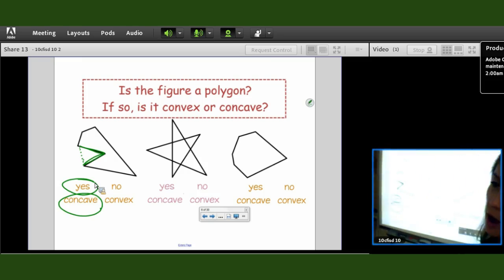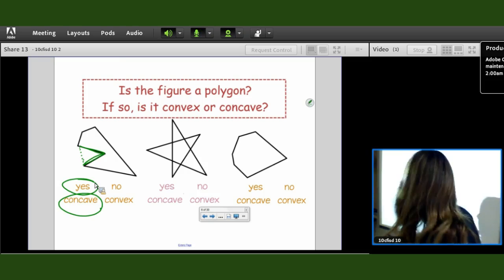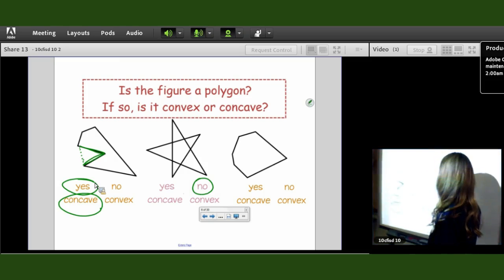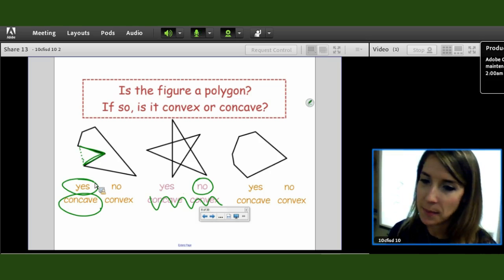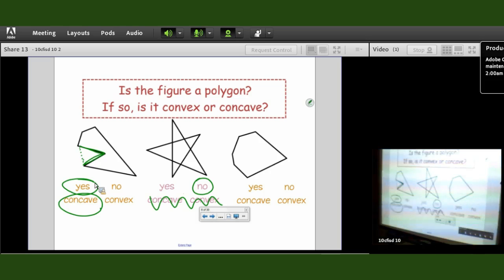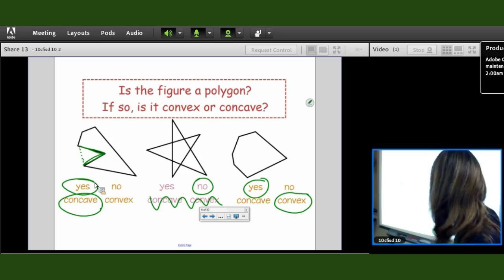What about that second figure, rather? Because it is not a polygon. When it's not a polygon, you don't classify it. It can't have a classification because it's not a polygon. Good. What about that last one? Yes or no? Yes. Concave or convex? I don't see any sides that are caving in, so it is a convex polygon.